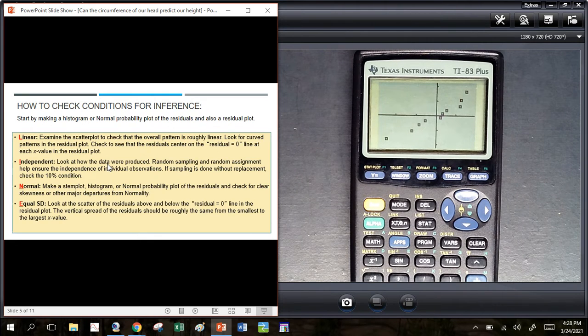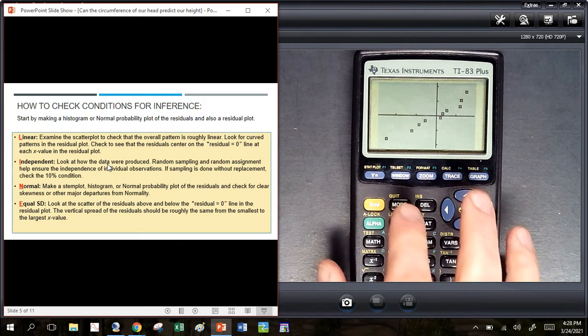Now, this one right here is a little odd. We're looking for equal standard deviations. Basically what that means is we want to look at the residual plot and make sure that the vertical spread of the residuals is roughly the same. Like we don't have any massive patterns going on or massive deviations.